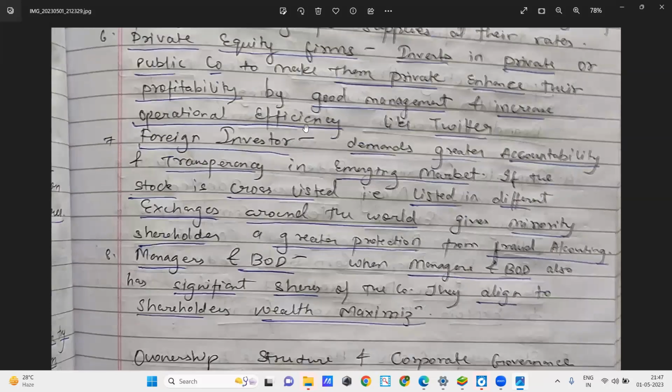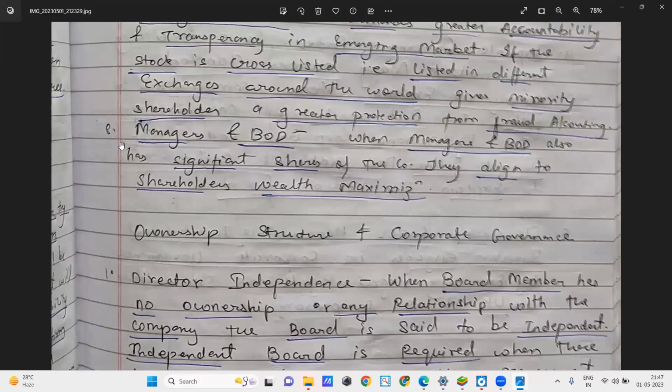The eighth one is the managers and board of directors. When managers and the board of directors also have significant shares of the company, they align with shareholders on wealth maximization. The management also holds shares in most of the companies, providing jobs to employees. So they won't try to cheat. They will try to work in favor of the company. Okay.